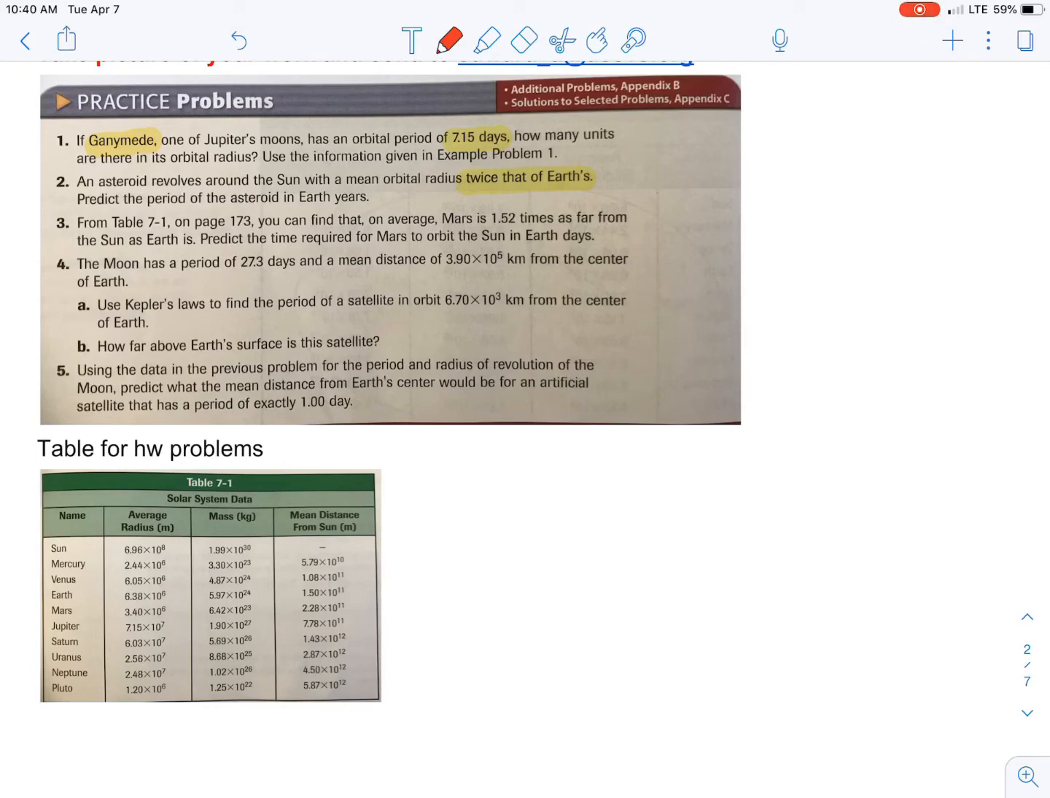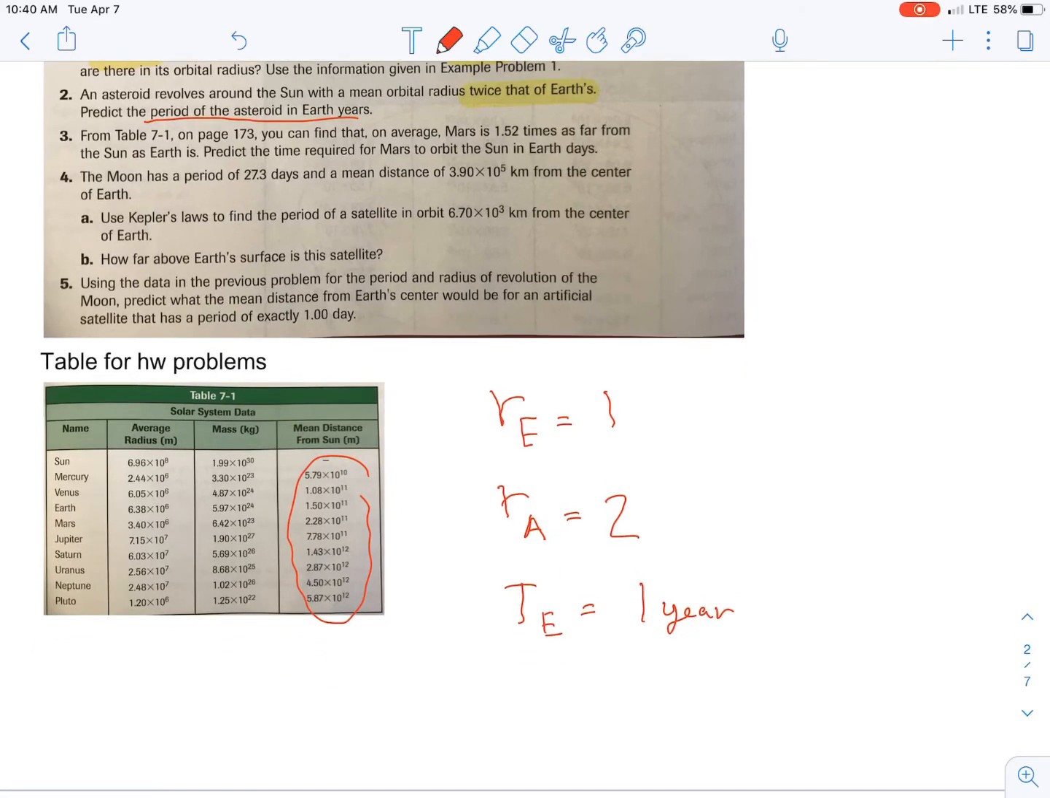So let's call this RE. That'll be the radius of the Earth. We'll call that 1. Our asteroid is twice as much. Call that 2. There you go. Now you could have used your numbers from this chart down here, and you're going to get the same answer, but why make it harder when we can use easy numbers? Okay, now this is going to be in Earth years, right? Predict the period of the asteroid in Earth years. Okay, so TE, it takes 1 year to get around the sun. And then we'll say TA is what we don't know, and we'll solve for that.